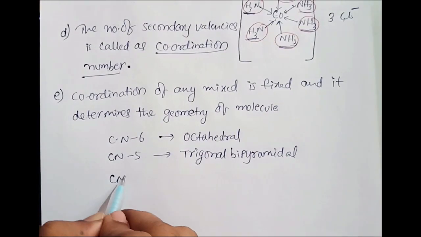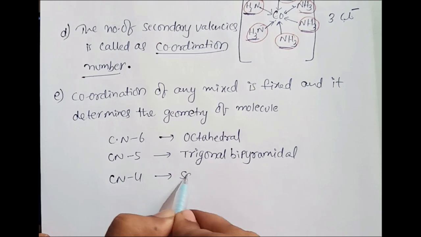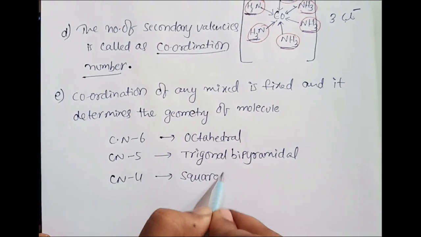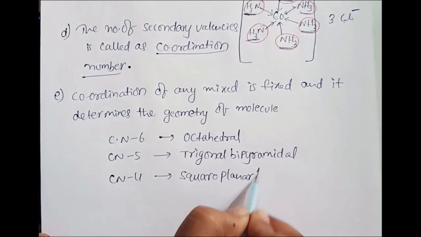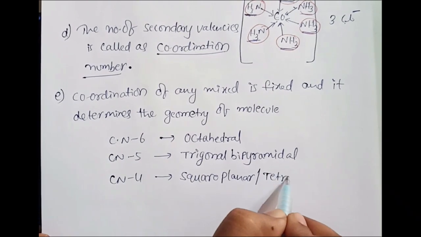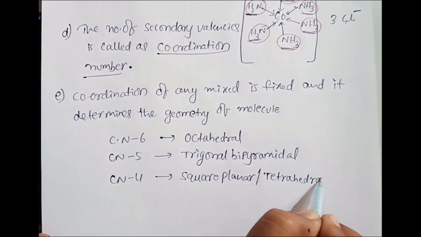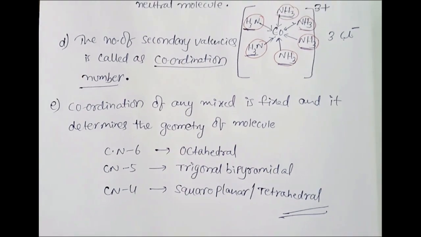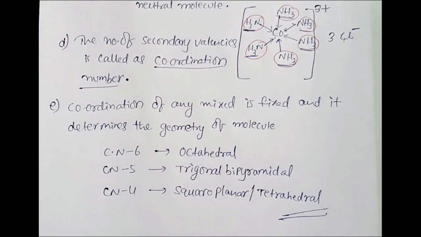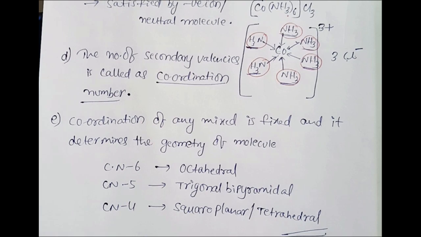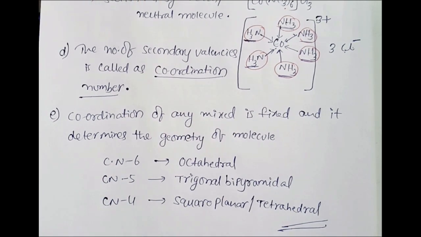If the coordination number is 4, then the structure is either square planar or tetrahedral. These are the most common ones, and this is all about Werner's theory. In the state board, generally they ask a 5-mark question about the postulates. You can write all these postulates. In normal CBSE examinations they ask 1-mark questions, and in JEE also questions are there. Next I will explain what questions are asked in JEE.